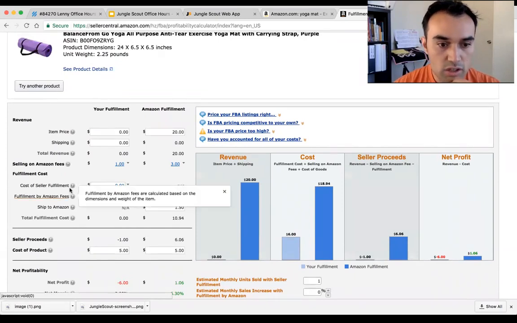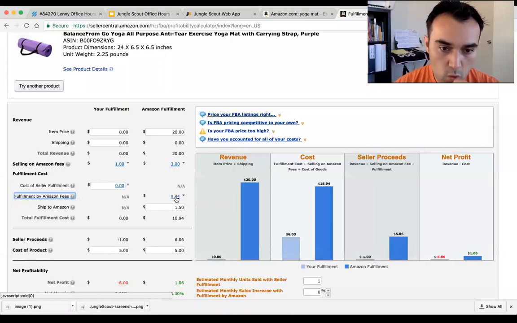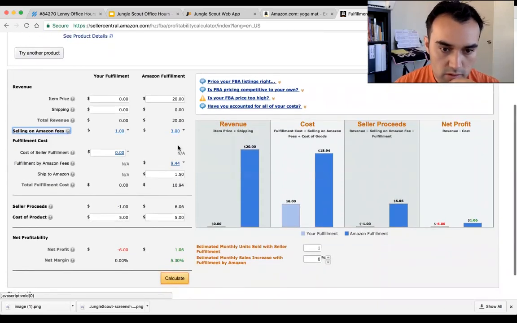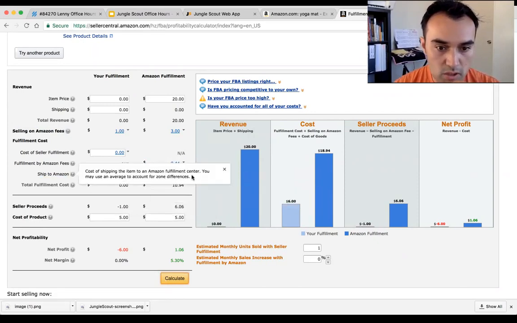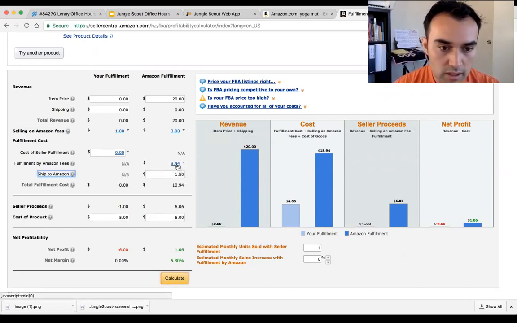Okay, so it's telling you the FBA fees are $9.44. Selling on Amazon fees, so that I think is the referral fee. Oh, actually, I think this fulfillment fee includes, oh no, sorry, this looks like it's the total FBA fees, okay. And then they include the shipping to Amazon in the fulfillment fees. Yes, this calculator is a little bit more confusing.